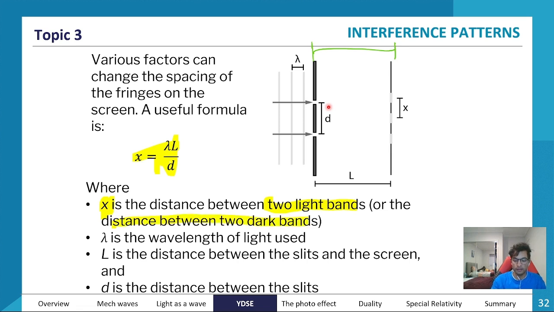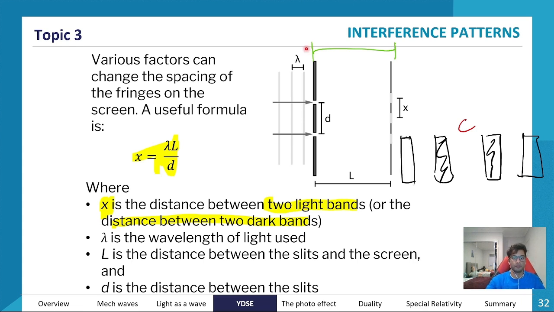All right, so going back to our diagram before, let's say this is our center. This is our dark band. Then we have a light band next to it, and then another dark band, and another, in other words, fringes. The distance between one bright band and another bright band is equal to x. And the distance from one dark band to another dark band is also x.